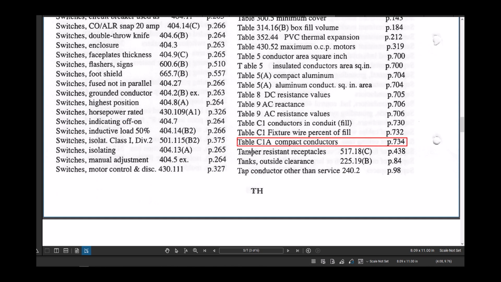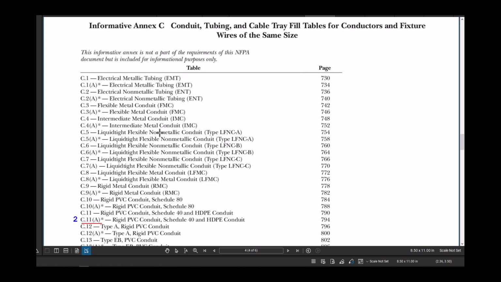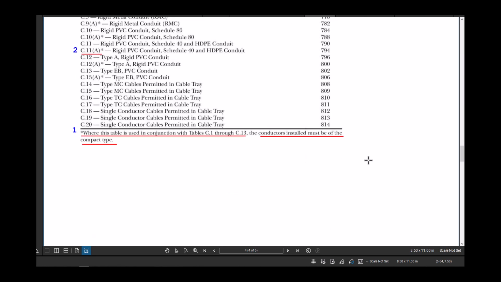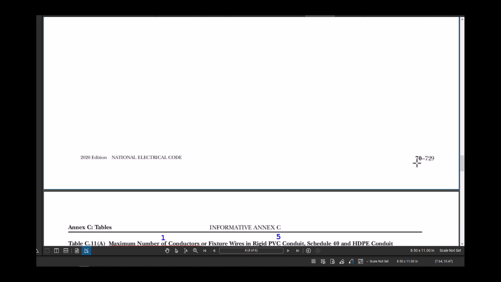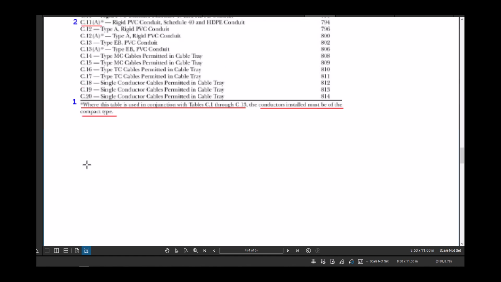The only reason I'm using this one as a compact, because the start of the compact conductors start here. But for future reference, whenever you're looking for a compact conductor or conductor, there is a very useful table, which is Informative Annex C. You can find it in the page 70-729 in the NEC 2020 edition.